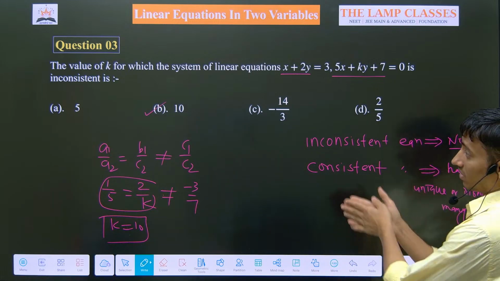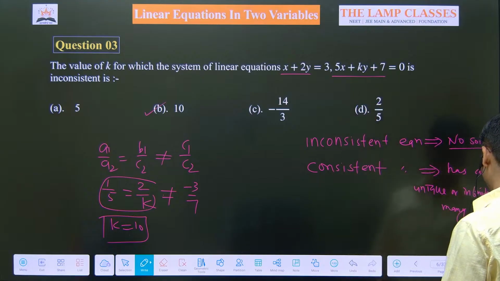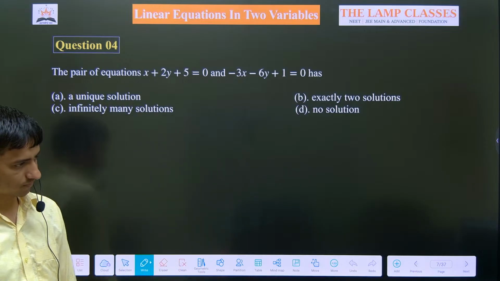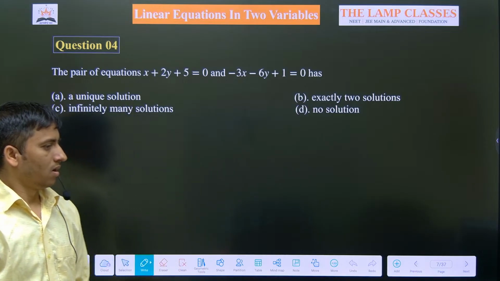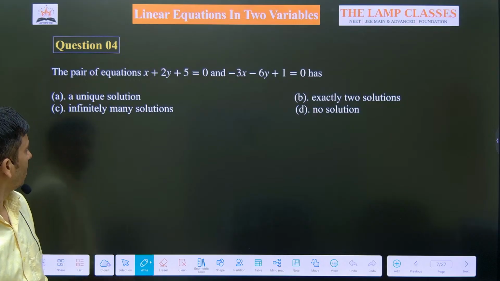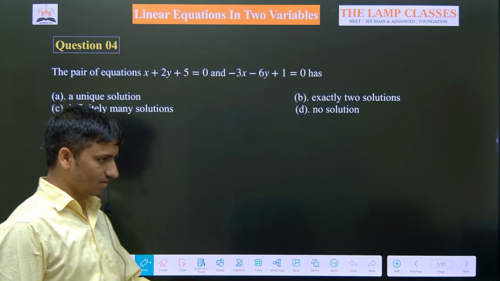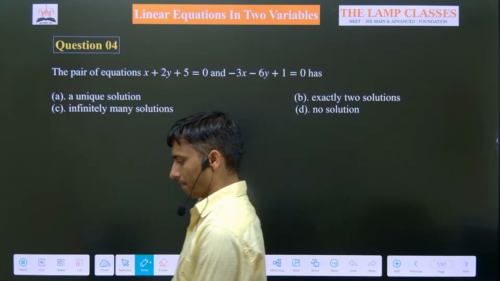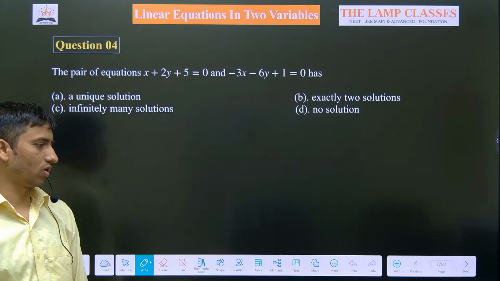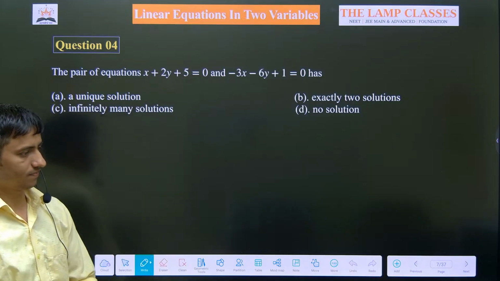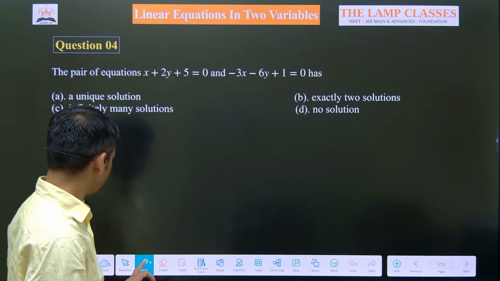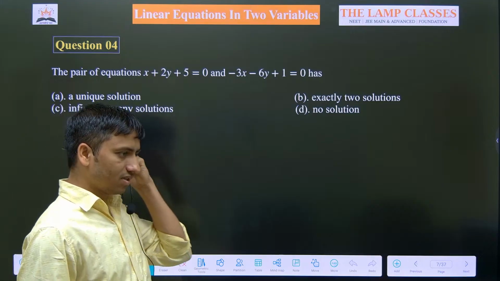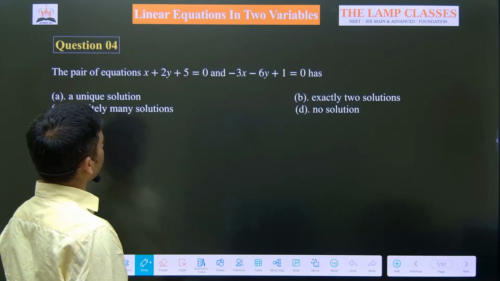So that's why we have taken care of many varieties of questions based on this concept. What about this question? The pair of equations has what? That's very simple. You have to just check what kind of solution this pair of equations has. And the ratio of the coefficients only tells the nature of the solution. So we have to just check A1 upon A2, B1 upon B2 and C1 upon C2.